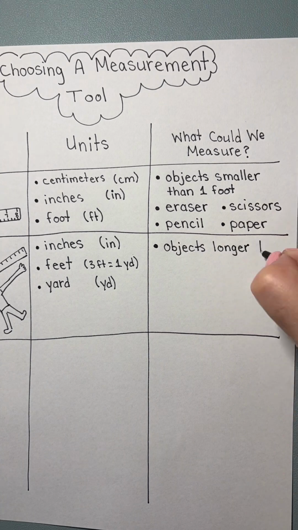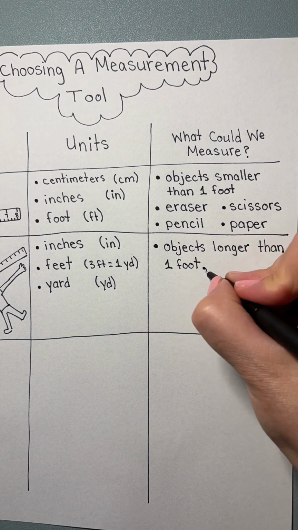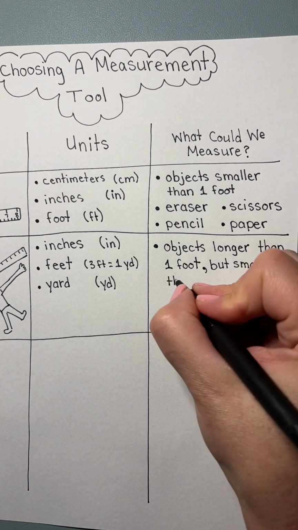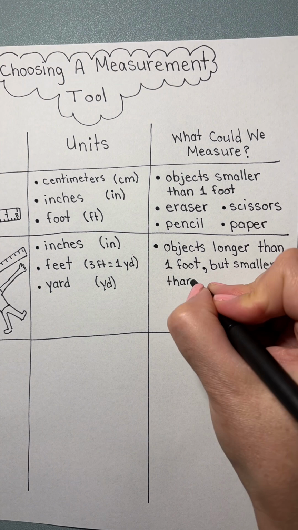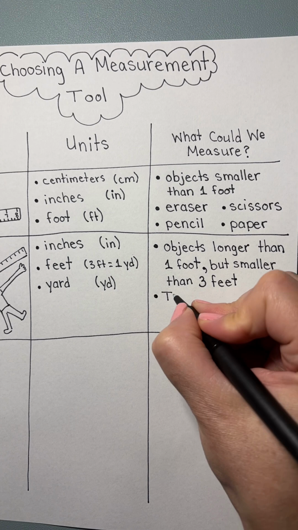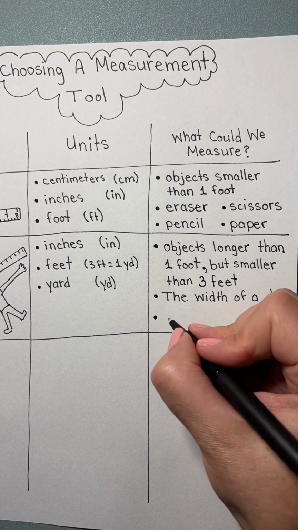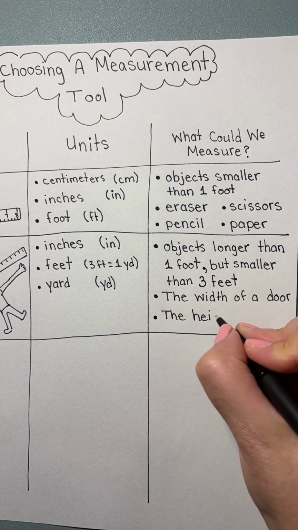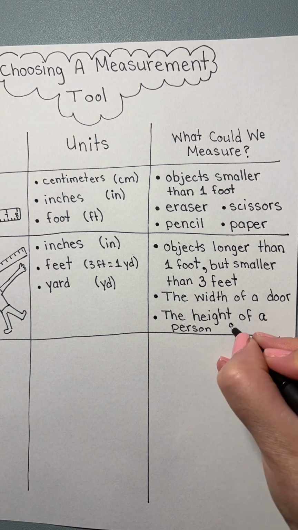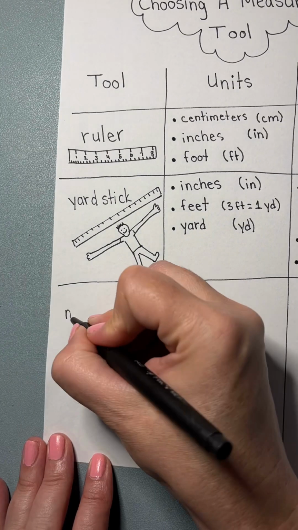So what could you measure using a yardstick? Well, objects that are longer than 1 foot, but smaller than 3 feet. The width of our classroom door maybe, or the top of your desk. What else can you think of that maybe a yardstick would be great for measuring? Again, you can use your own notes or you can use Miss Seaver's notes.